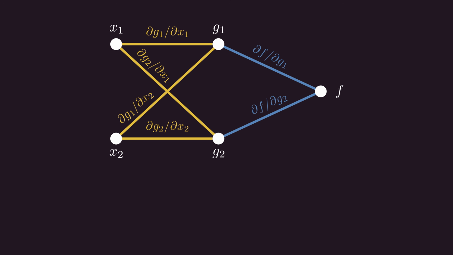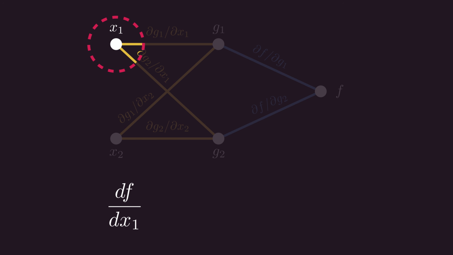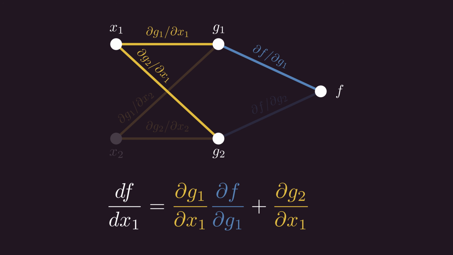Now, let's consider the derivative of f with respect to x1. According to the chain rule, df dx1 equals partial g1 partial x1 times partial f partial g1 plus partial g2 partial x1 times partial f partial g2.